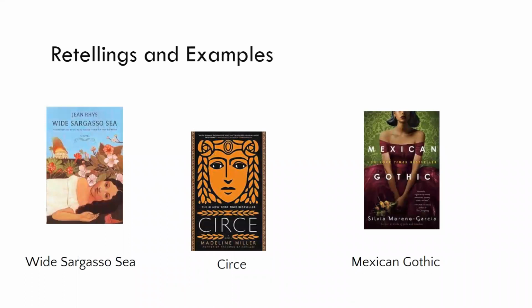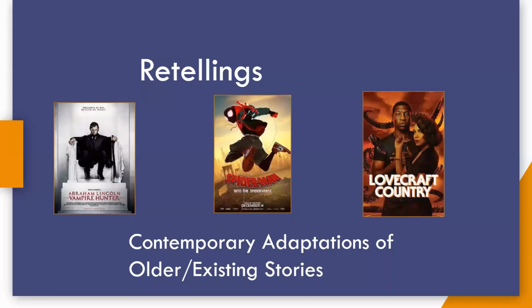Popular retellings in literature include the examples that you see on the screen, like Wide Sargasso Sea, I'm probably butchering that name, which reimagines the story of Jane Eyre from the perspective of Mr. Rochester's first wife. There's also a story that we're going to see later in the modules, which can be Mexican Gothic. This can be considered an intertextual and modernization retelling of Wuthering Heights and other Gothic romances. Well, it's actually like Gothic horror.